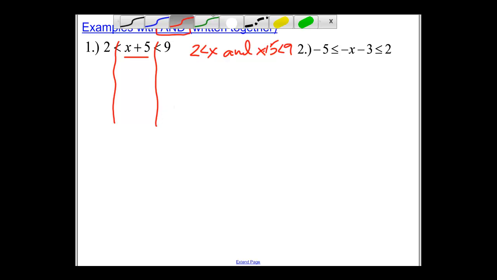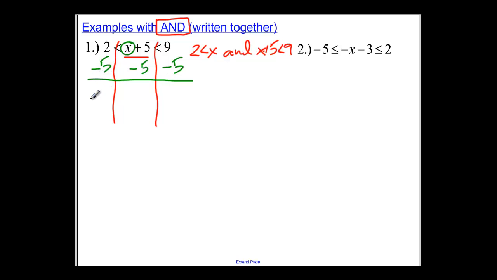So the key is whatever we do to one region, we have to do it to the other. So to get x by itself, we need to subtract 5. Now if I do it in one zone, I have to do it in all 3 zones. So I'm going to do it like that. Okay, 2 minus 5 is -3. The 5's cancel. And then 9 minus 5 is here.